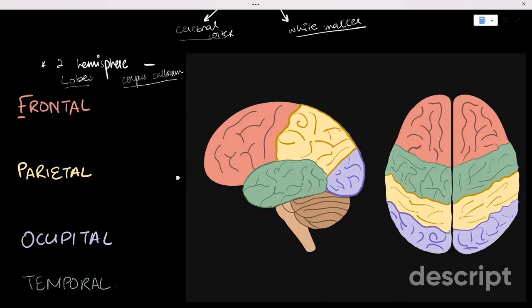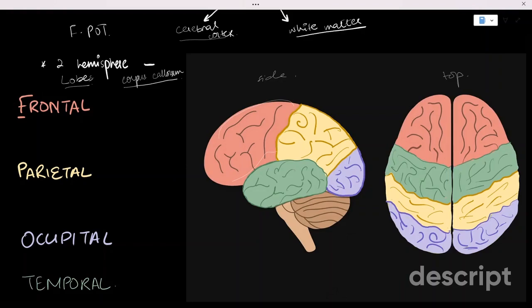Here's a diagram. This is not exactly to scale. This is just a diagram for a better understanding. So this pink one is the frontal lobe. The yellow one is the parietal lobe, green is temporal, and the purple one is occipital. So let's remember it with the mnemonic F-POT.